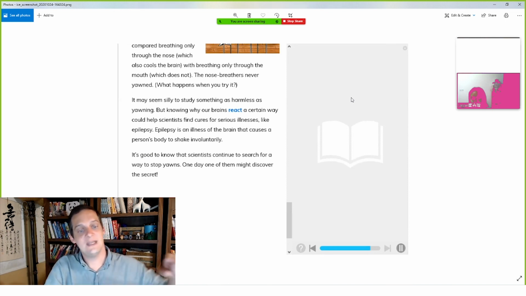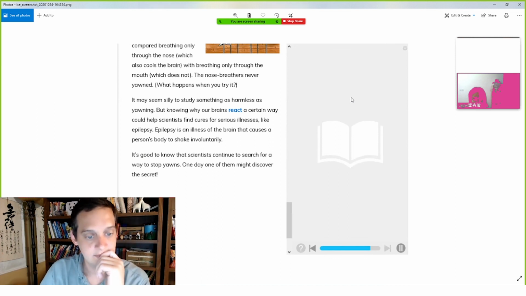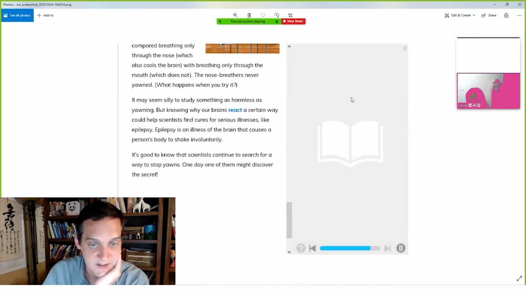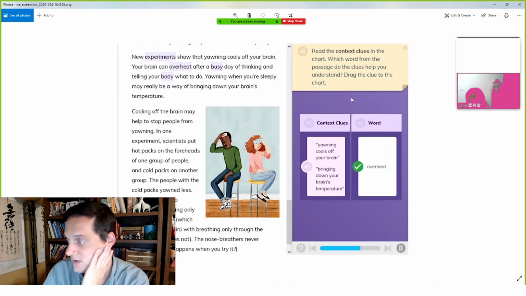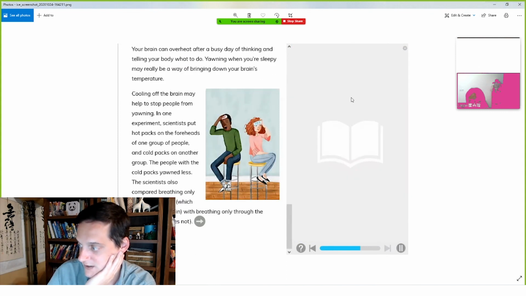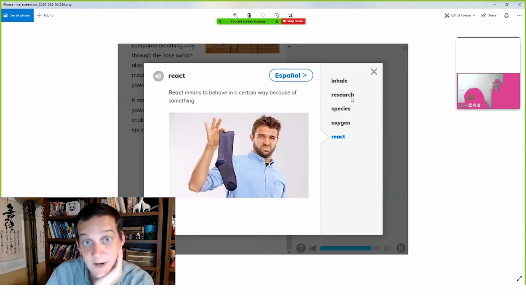All right. What's that next part? Did we do that one? It's good to know. Did you read the third paragraph, the little one? Yes. Okay. It's good to know that scientists continue to search for a way to stop yawns. One day, one of them might discover the secret. What is the secret? Let me go over this one. Oh, we didn't really do that one. Oh man, they were kind of covered up there. Look at that. I've got to plan for that better. All right.